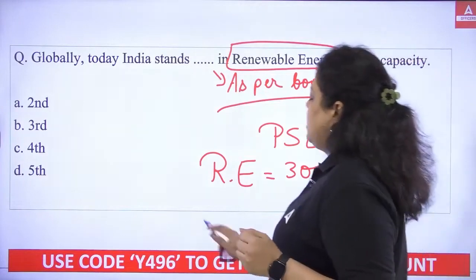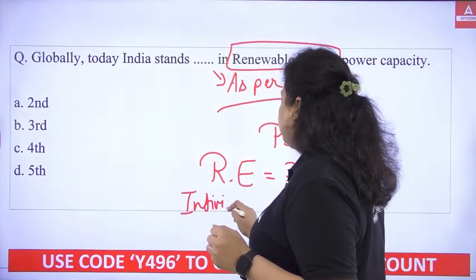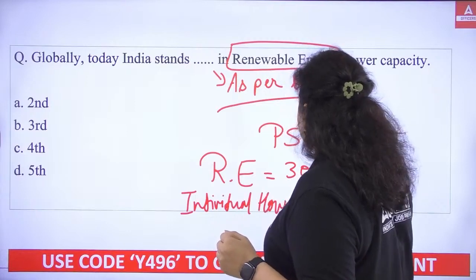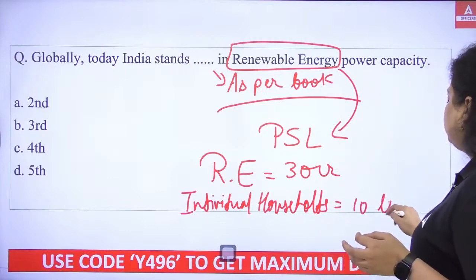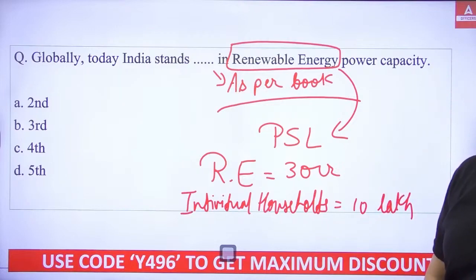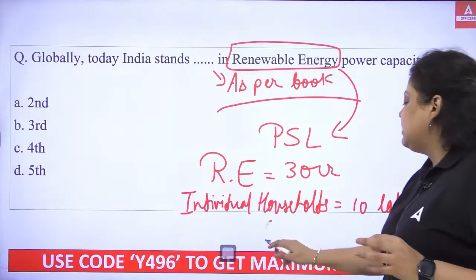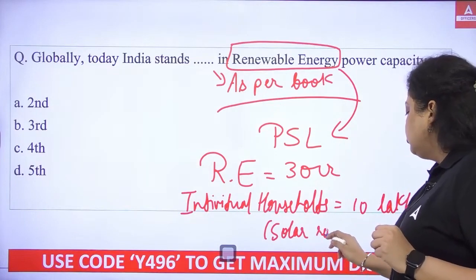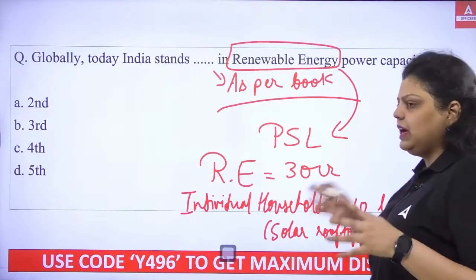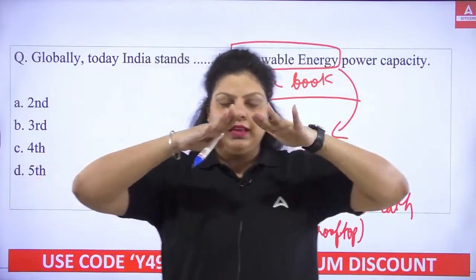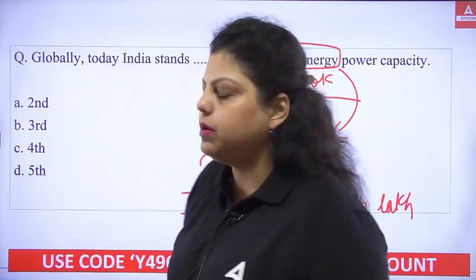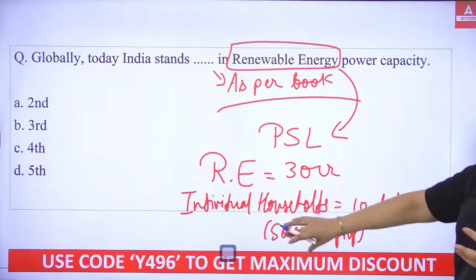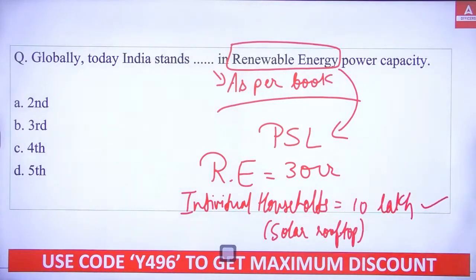Apart from that, if an individual household wants to have a solar rooftop, they will also be eligible to take a loan under the PSL category, and that will be 10 lakh. Why are we giving them the loan? For the solar rooftop. In certain houses, I think you all have seen solar panels on the roof. So individual households also use renewable energy for their electricity, and that's why they are allowed to take the loan under the PSL category. That will be 10 lakh.